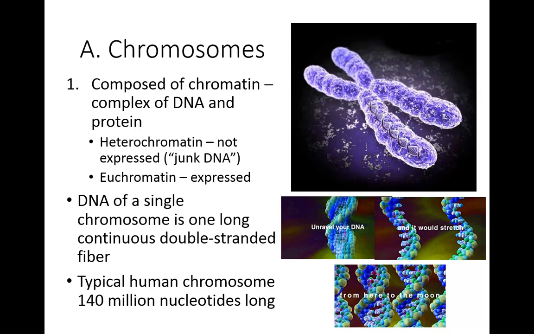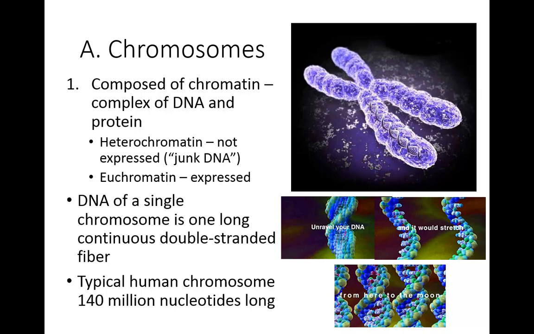Alright, so what is a chromosome? A chromosome is a bunch of DNA that is packed together with proteins, and the term for that is chromatin. So DNA and protein packed together is called chromatin. Heterochromatin is not expressed. It does have some value, but sometimes it's called junk DNA, because it doesn't make RNA or proteins, it's just kind of like filler DNA. Euchromatin does make proteins, or is coding for proteins, so it is expressed. And it's packed together very, very tightly.